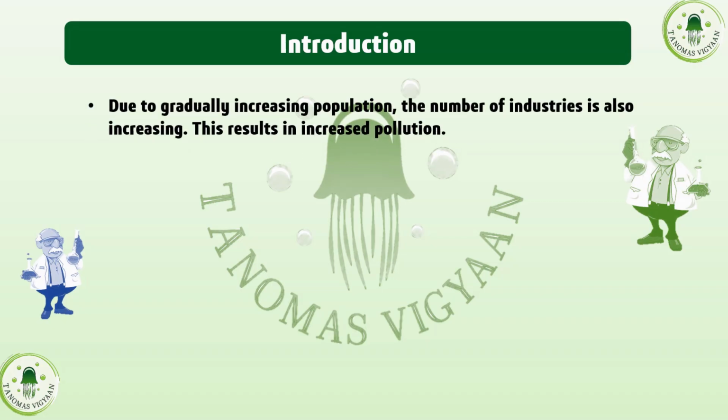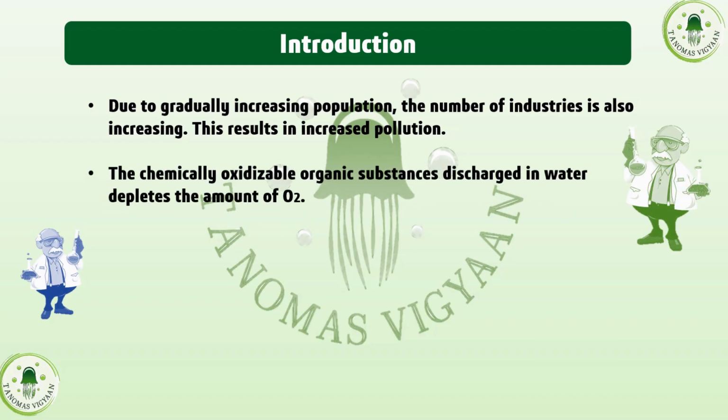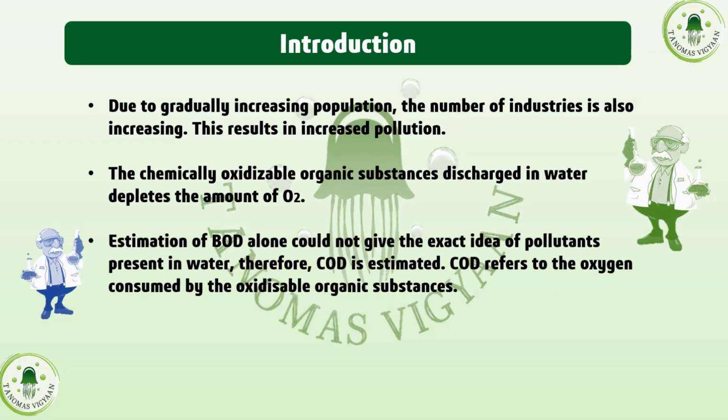Due to gradually increasing population, the number of industries is also increasing, right? So this results in increased pollution also. Now the chemically oxidizable organic substances are discharged in water, which depletes the amount of oxygen present in the water, affecting the aquatic system drastically. The estimation of BOD alone could not give the exact idea of pollutants present in the water. Therefore, COD is also estimated alongside BOD.